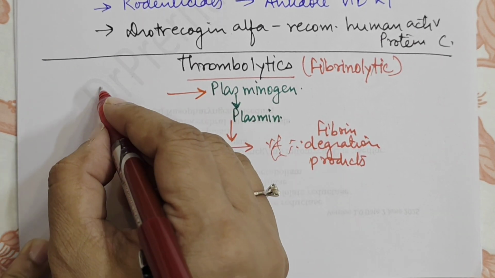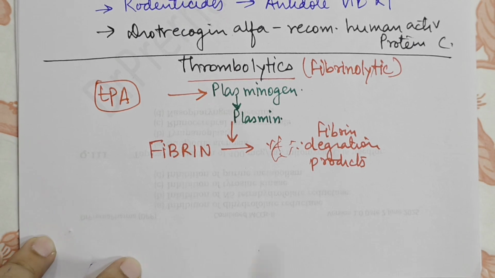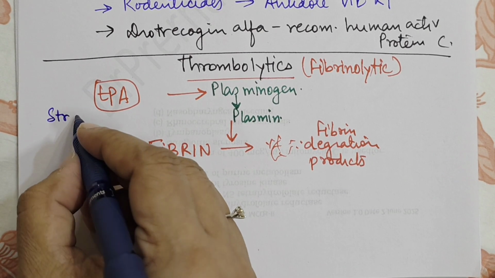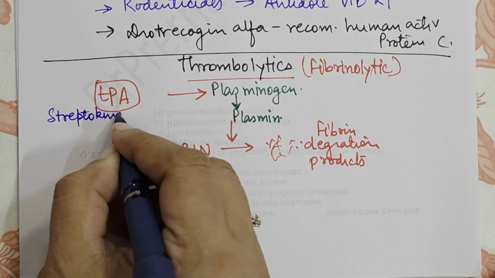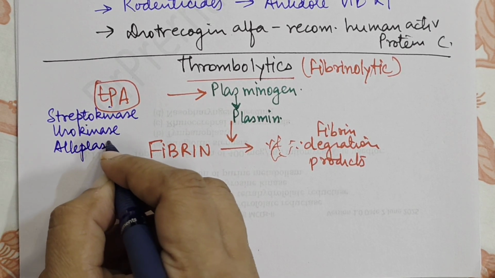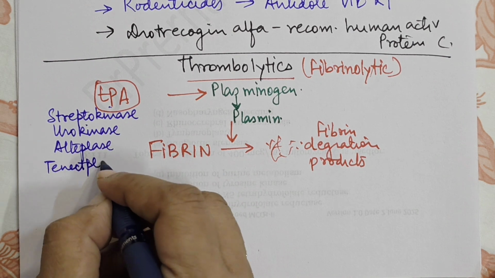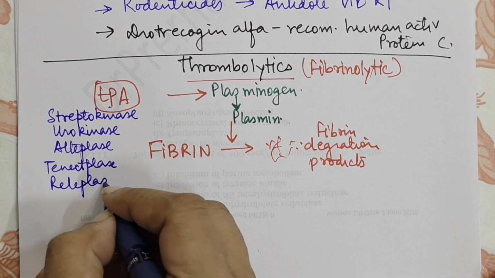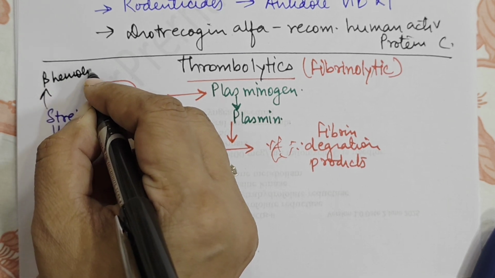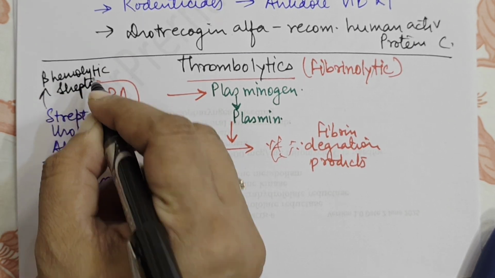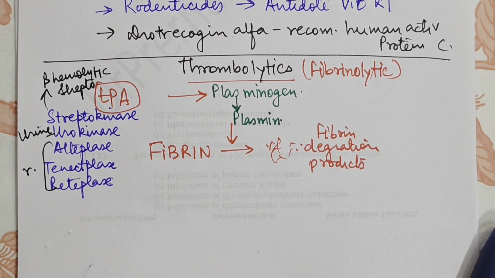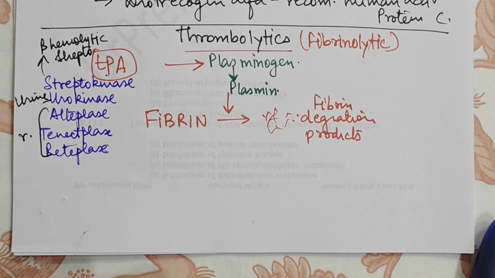Now this plasmin is activated by tissue plasminogen activator. So this tissue plasminogen activator is the thrombolytic that we have. The various drugs that we have are streptokinase, urokinase, alteplase, tenecteplase, reteplase. Streptokinase is obtained from beta hemolytic streptococci. Urokinase is obtained from urine, and all these three products are recombinant products. So this is the mechanism of action.